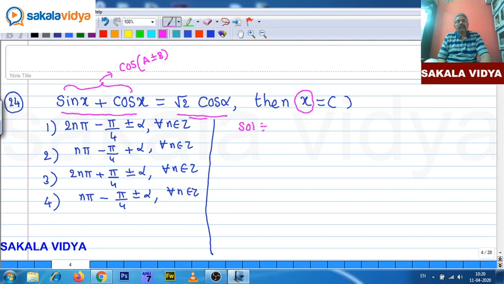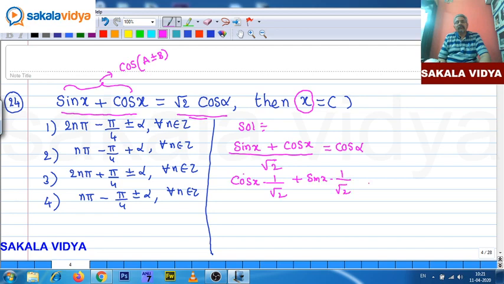Here we can do one thing: bring root 2 to this side, so this can be written as (sin x plus cos x) by root 2 equals cos alpha. Why should we write the left hand side in terms of cos? Because the right hand side is cos alpha. In order to equate, we need to write it that way. So this can be written as cos x into 1 by root 2 plus sin x into 1 by root 2 equal to cos alpha.